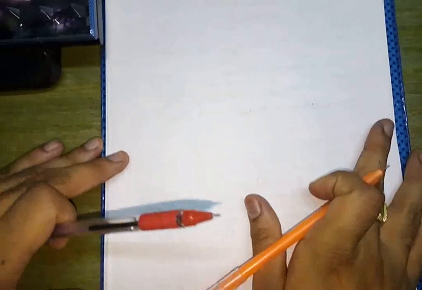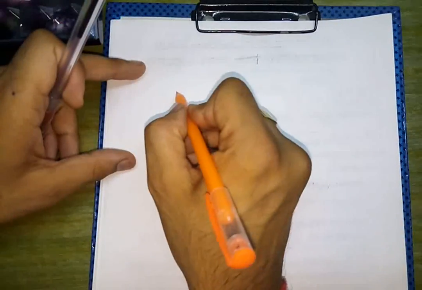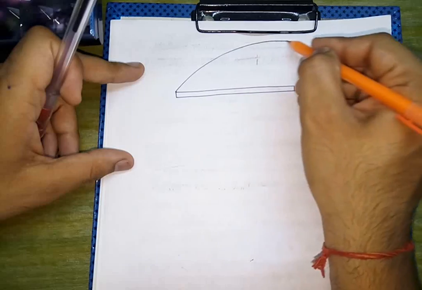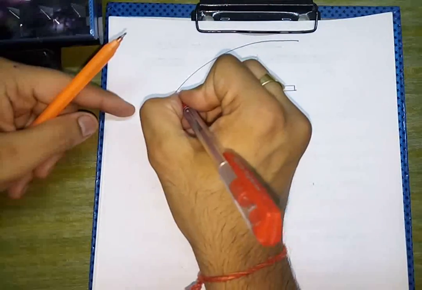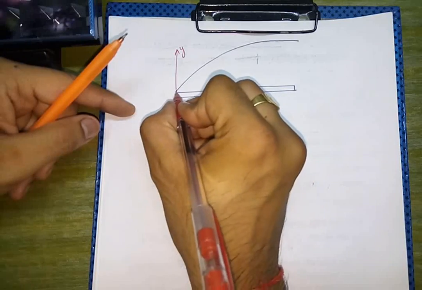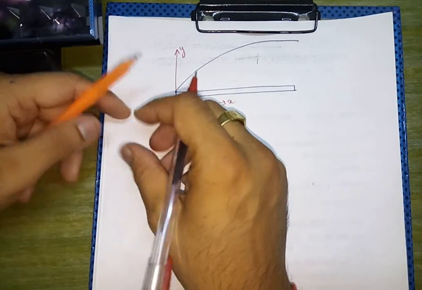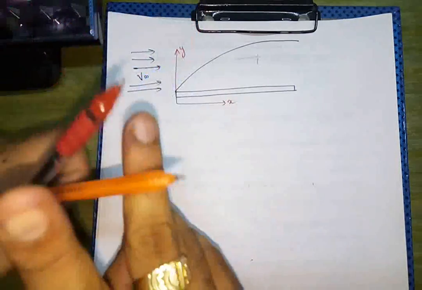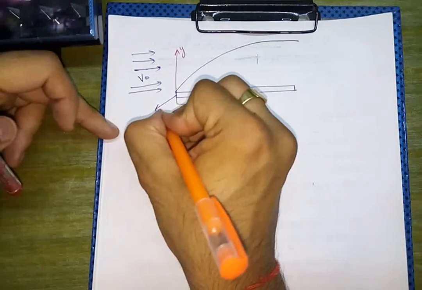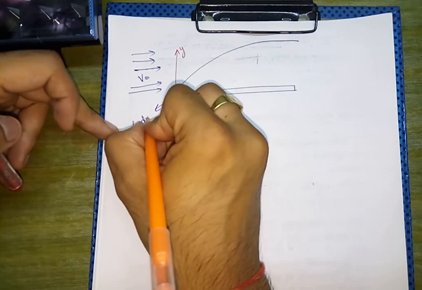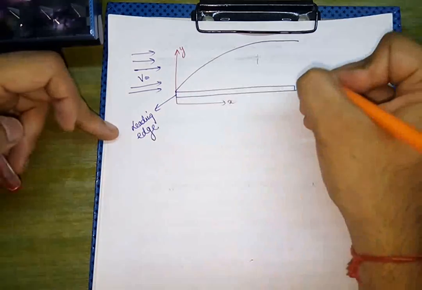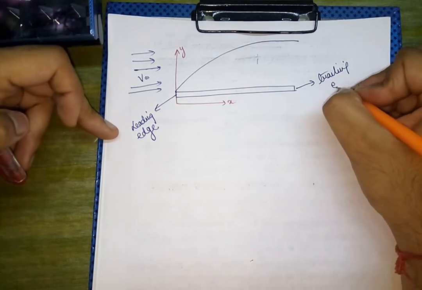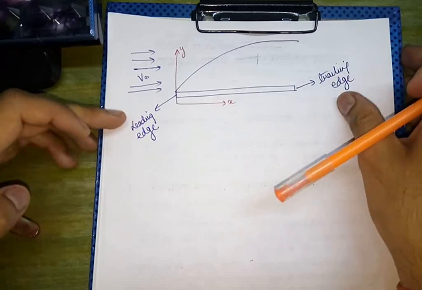plates. For example, if this is a flat plate, okay, and the hydrodynamic boundary layer is being formed like this, such that this is the y direction and this is the x direction. This is the side where we have V infinity, that is the velocity of the ambient fluid flowing. This edge is called the leading edge, and this edge is called the trailing edge.